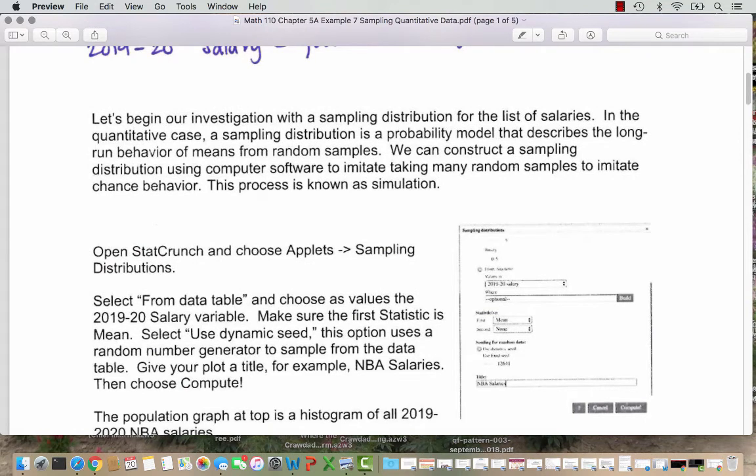So we are going to begin our investigation with a sampling distribution for the list of salaries. We're looking at quantitative data in this example, so we aren't going to be using the categorical variables. In the quantitative case, a sampling distribution is a probability model that describes the long-run behavior of means or averages from random samples. We can construct a sampling distribution using computer software to imitate taking many random samples to imitate chance behavior. This process is known as simulation. We like to use simulation as statisticians because we know that it can take a long time to toss a coin many times or roll a die, or in this case, randomly pick values out of a long list of player salaries. So we're going to head into StatCrunch and choose applets and then sampling distributions.